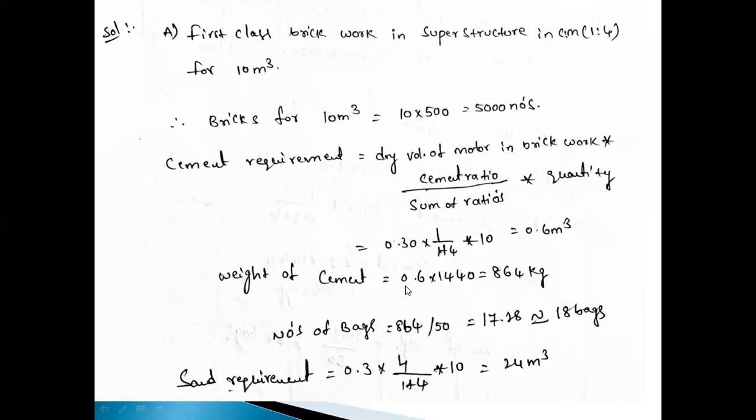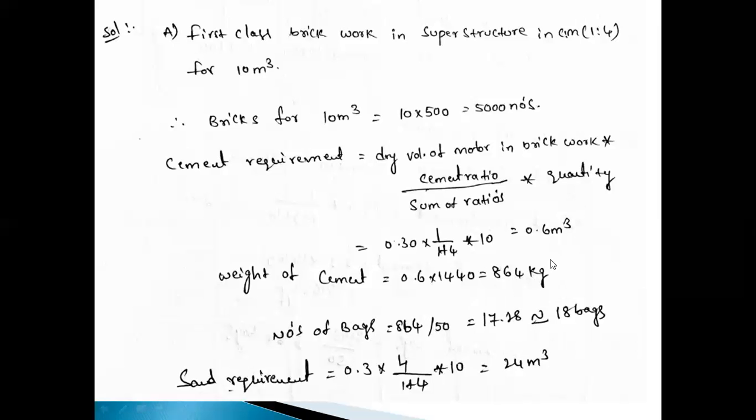First of all, the weight of the cement equals 0.6 into the unit weight of cement, 1440. Multiplying 0.6 into 1440 equals 864 kgs. So the number of bags equals total weight divided by each bag weight: 864 divided by 50, as the bag weight is 50 kgs. That is equal to 17.28, which is 18 bags. The cement requirement is 18 bags.